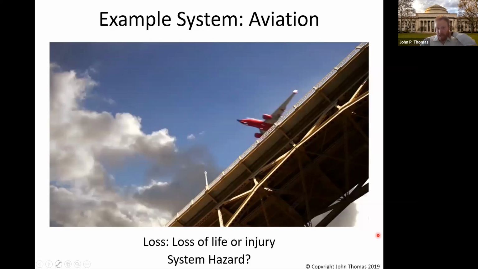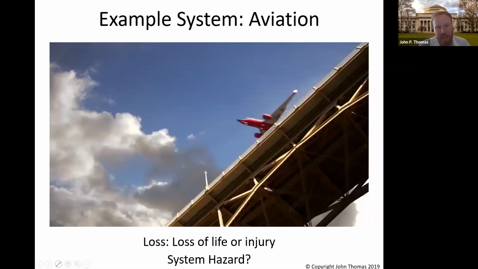Okay, so let's talk about aviation. One loss, of course, is a loss of life. What are some other losses we might have in aviation? Fantastic. You can get a loss of the aircraft, of course. You can get a loss of the mission. What's the mission here? If we're talking about commercial aviation, the mission is transportation. We're transporting people from A to B, right? So these are very, very high level stakeholder losses.